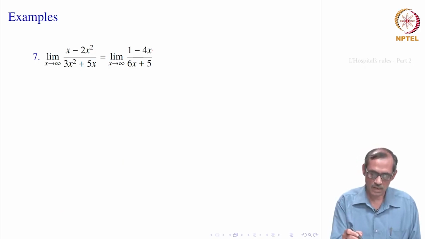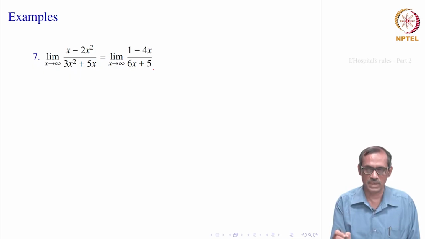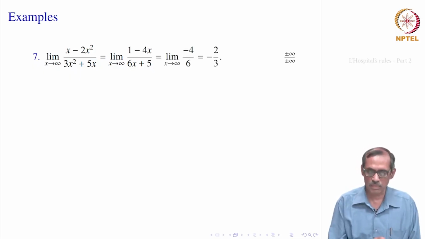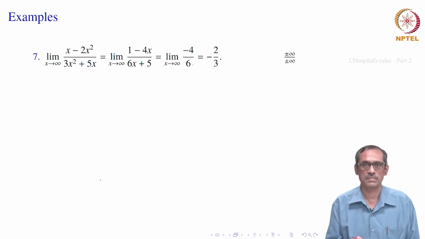Now, here when x goes to infinity, numerator goes to minus infinity, denominator goes to infinity. So, again it is in the form minus infinity by infinity, which is also an indeterminate form. But we can apply L'Hopital's rule again. So, 1 minus 4x derivative gives minus 4, 6x plus 5 derivative gives 6. So, it is minus 4 by 6, which is minus 2 by 3.